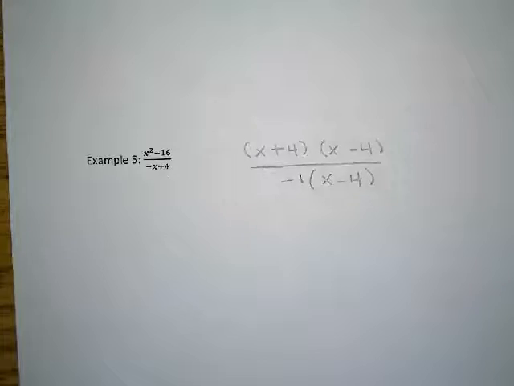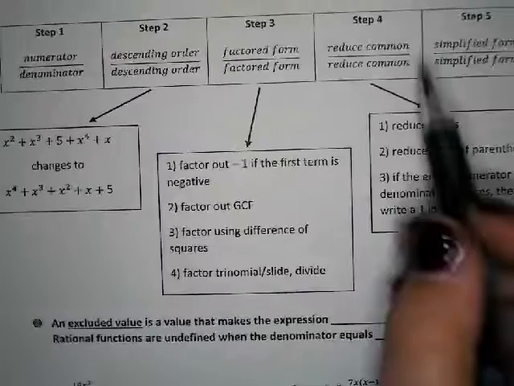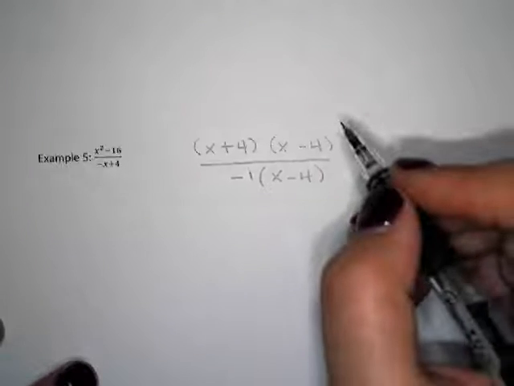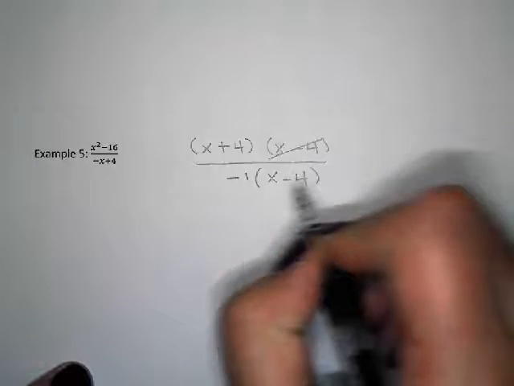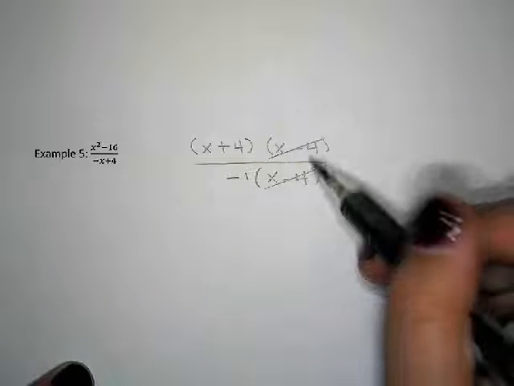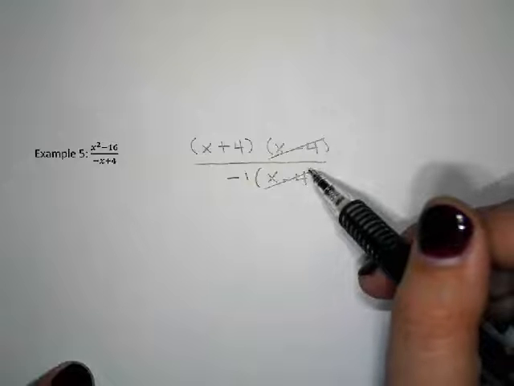Okay, so we've gotten through the first 3 steps. Step 4 is to reduce the common factors. So x minus 4 and x minus 4, we can divide those. The same thing divided by itself. Anyone remember what the same thing divided by itself is? It's 1. Okay, it's not 0, it's 1.